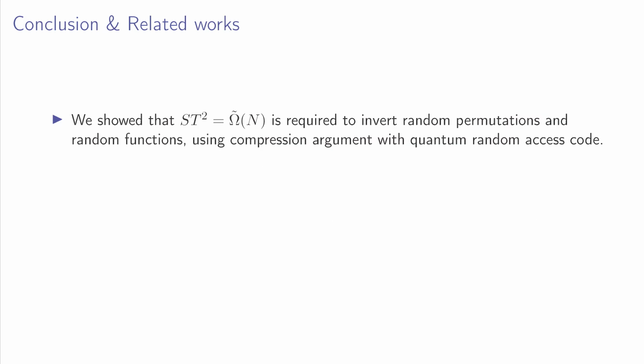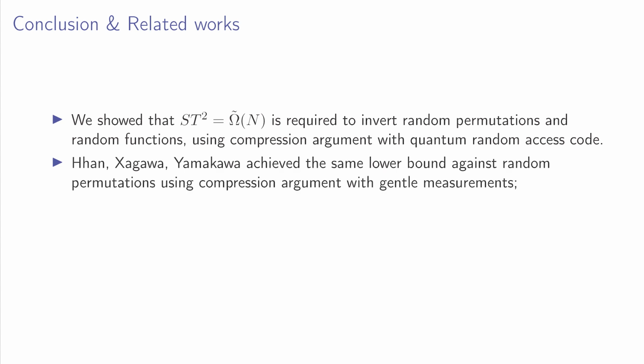So to conclude, our work showed that the lower bound of s times t squared greater than n is required to invert both random permutations as well as random functions, and the techniques we use are compression argument with a generalized notion of quantum random access code. We note that the work of Hamoudi, Kuwakado, Yamakawa achieved the same lower bound, but only against random permutations, and their techniques are also using compression argument, but instead of using it with quantum random access code, they instead use gentle measurements to recover the entire permutation truth table.